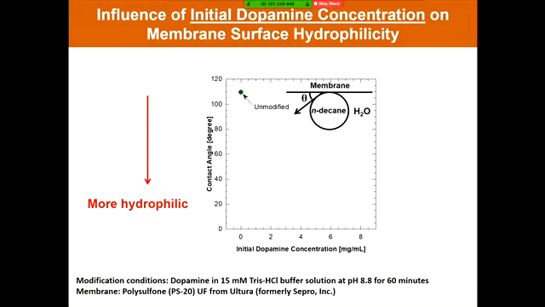This is varying the initial dopamine concentration in the aqueous solution used to apply this coating. And after just very low levels of this compound, you see large drops in contact angle towards the system being hydrophilic, and eventually very little change after that. And so you get a lot of increase in hydrophilicity at very low concentration and contact time with dopamine.